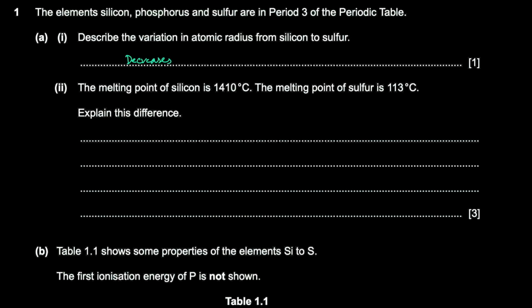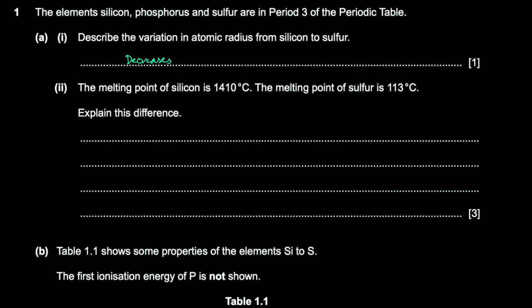And we don't have to explain it because it's only asking for a description, but the explanation is that the number of shells remains the same, whereas the nuclear charge increases, right? So if the nuclear charge increases or the number of protons increases, then obviously the valence electrons experience a stronger nuclear attraction. So the electrons are held more closely to the nucleus.